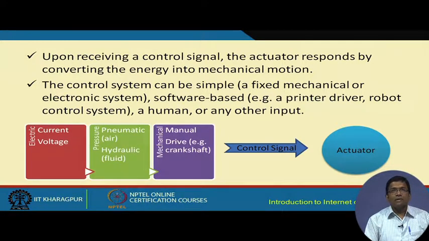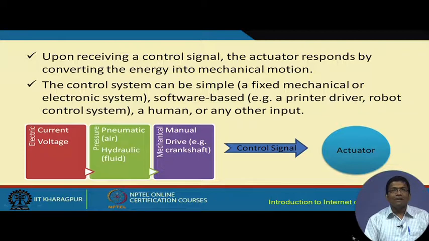So, typically, I said that control signals are required for the actuators. When these actuators receive a control signal, they respond by converting that energy into mechanical motion. Mechanically something is going to be done. They convert that electrical signal, some control signal, into mechanical motion, and that control system can be simple, based on some mechanical or electronic system, or it can be software based like a printer driver, a robot control system, a human, or any other input.